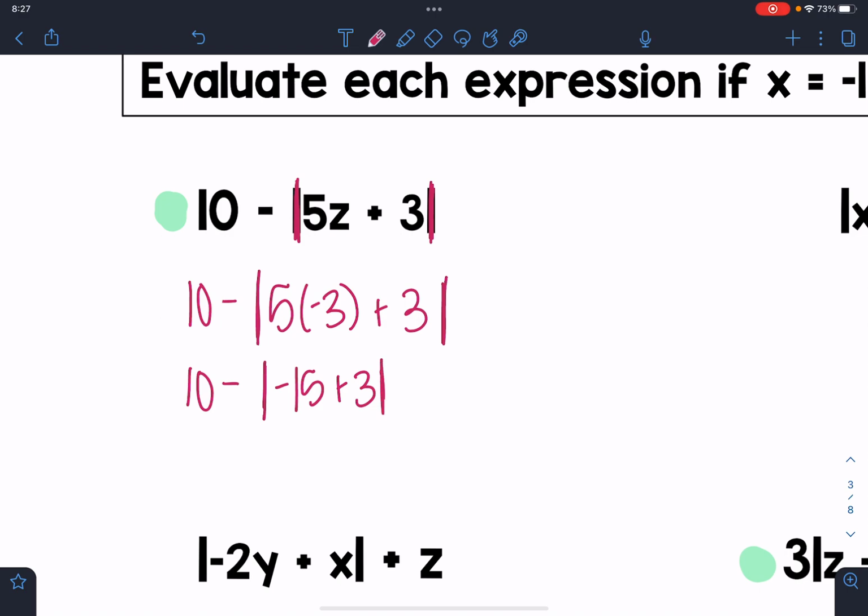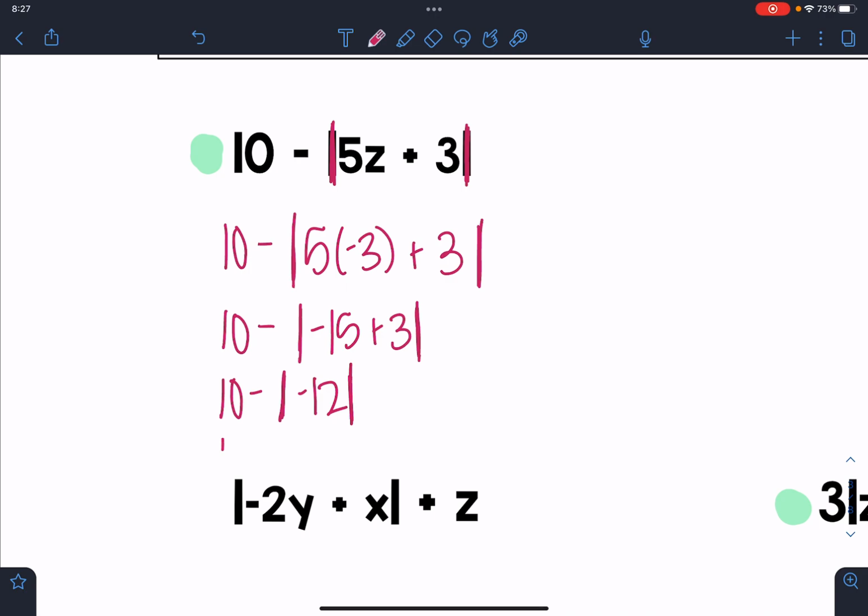Plus 3. What is -15 plus 3? You can type that in. It's -12. Now that I have one number in my absolute value bars, I can drop it. So we have 10 minus this -12 now becomes positive, meaning I'm not going to write another negative in front of it. 10 minus 12 is -2.